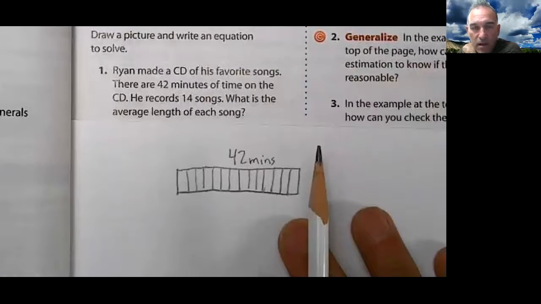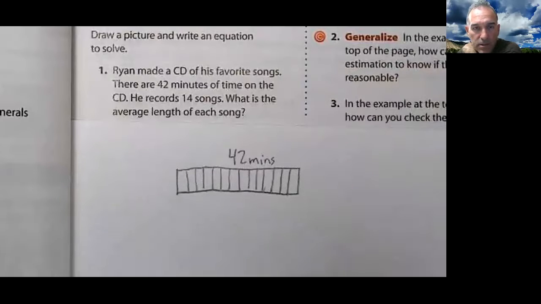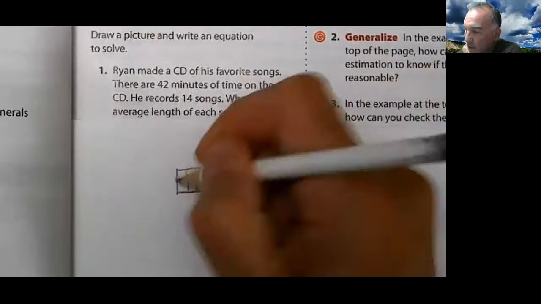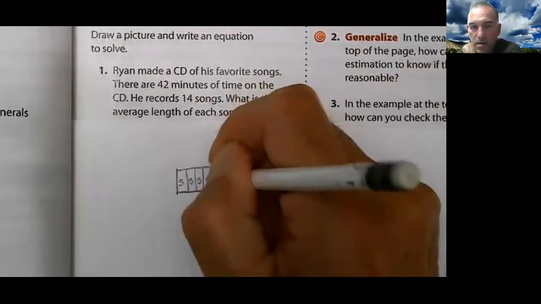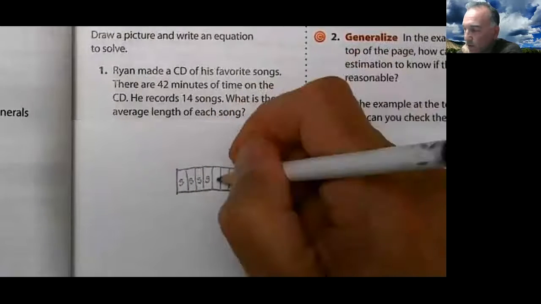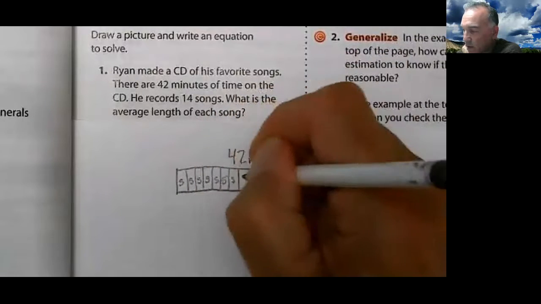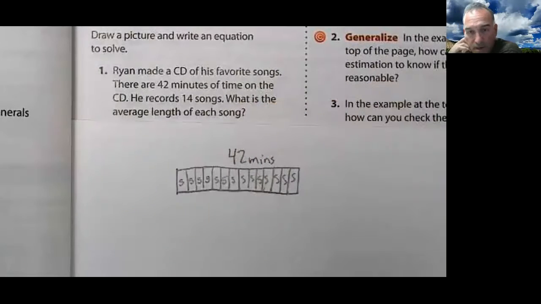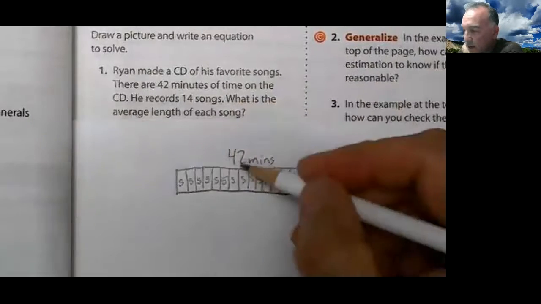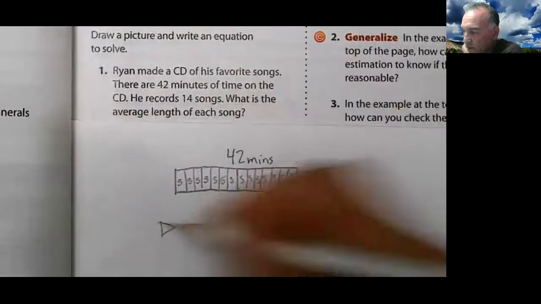Now that I have everything I need, I look back and it says, what is the average length of each song? I could put any variable I want in there. I could put S for song. I could put M for minute. Okay, so I could put an S in each one of these.